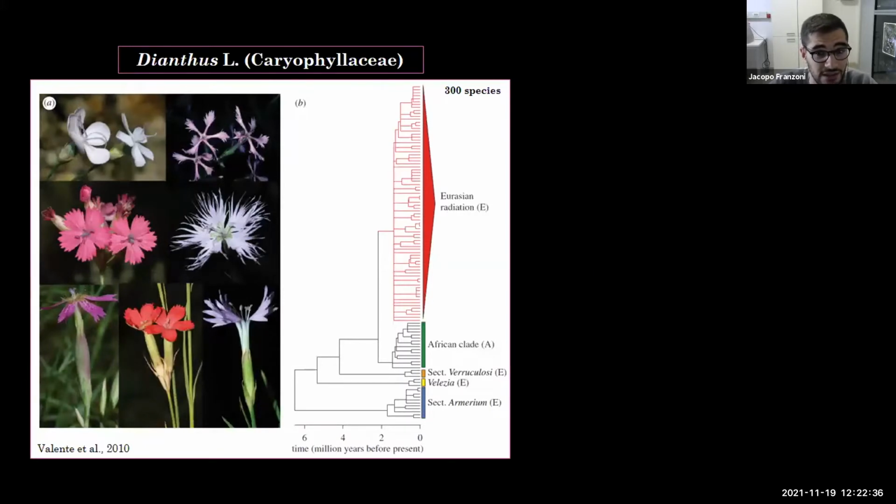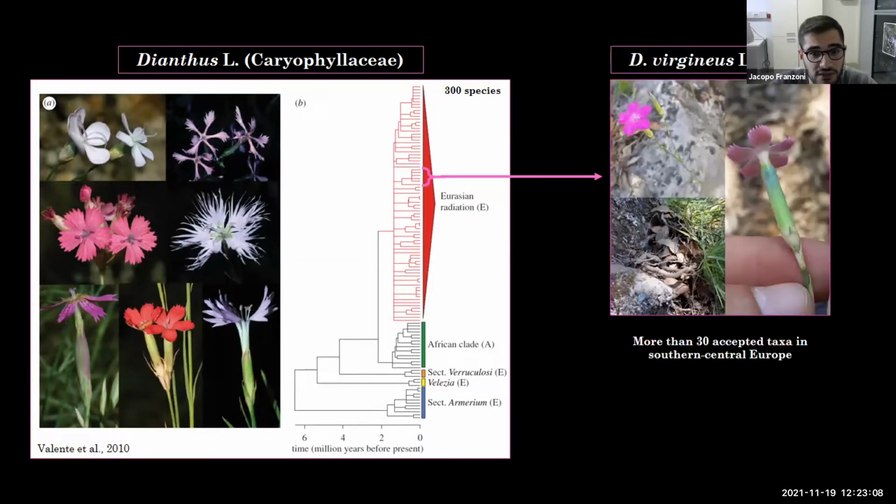For instance, in the Eurasian radiation of the genus Dianthus, which comprises around 300 species and is also widely cultivated all over the world, the high diversification rate combined with frequent hybridization events produced a very difficult and unresolved systematic and taxonomic frame. More specifically, in this evolutionary lineage, the complex of Dianthus virgineus is one of the most variable groups, containing around 30 accepted taxa in Southern Europe, and it is characterized by an extensive morphological diversity and, of course, a complex taxonomy.